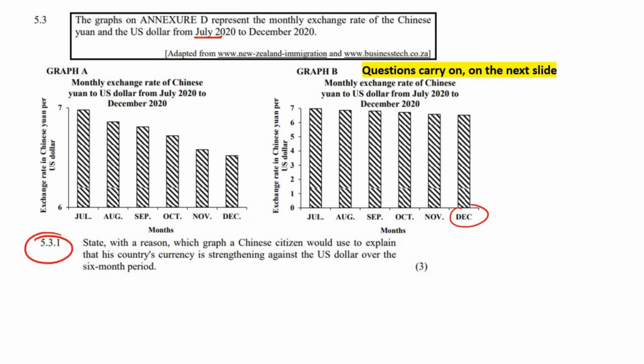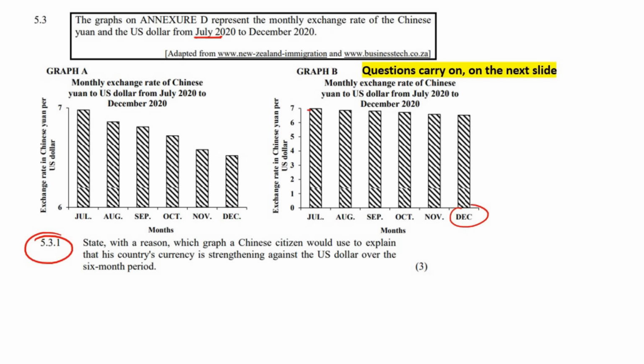Now, I know it's going to be 50-50 what some of you say, but you've got to think about this carefully. In July, if you live in China, you have to give 7 of your currency and you will get $1. Okay? In December, you don't even have to give 7 Chinese currency, you only have to give 6.40. So because you have to give less of your currency to get $1, it means your currency is actually becoming stronger because you don't have to give as much to get $1.